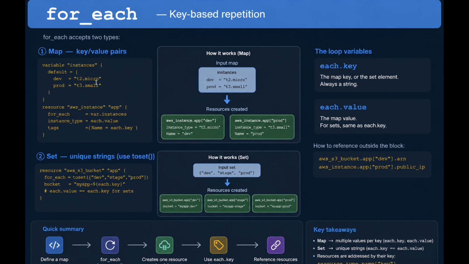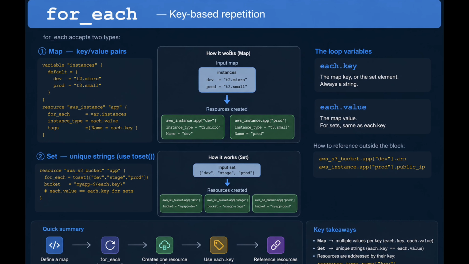We set for_each equal to var.instances. Terraform creates one instance per map entry. The instance type comes from the data value, so instance_type is each.value. These are the keys, so names are coming from each.key.